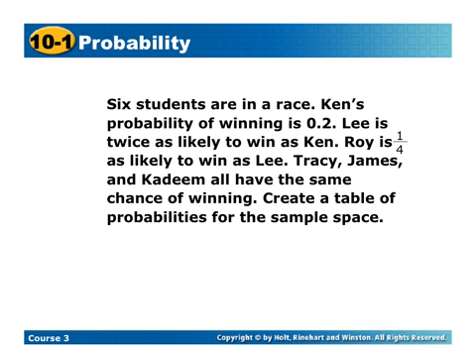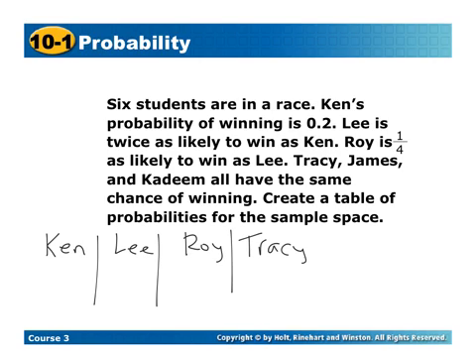Alright, so 6 students are in a race. Ken's probability of winning is 0.2. Lee is twice as likely to win as Ken. Roy is 1/4 as likely to win as Lee. And then Tracy, James, and Kadeem have all the same chance of winning. We want to create a table and show the probabilities for the sample space. So if we have Ken, Lee, Roy, Tracy, James, and Kadeem.